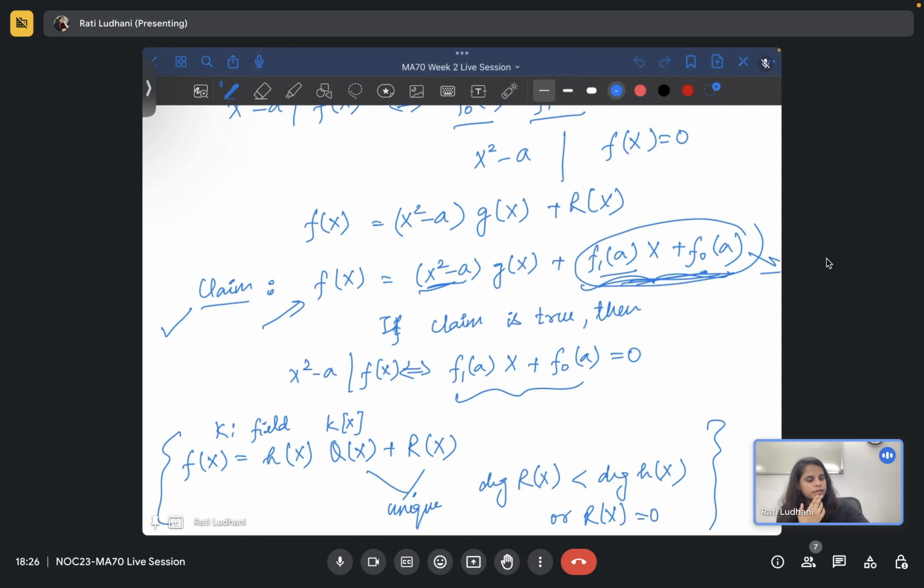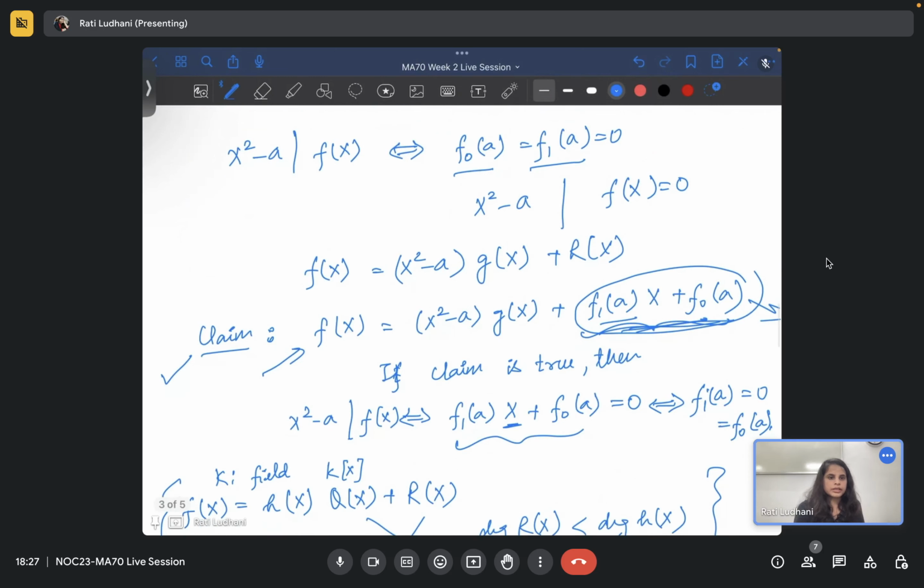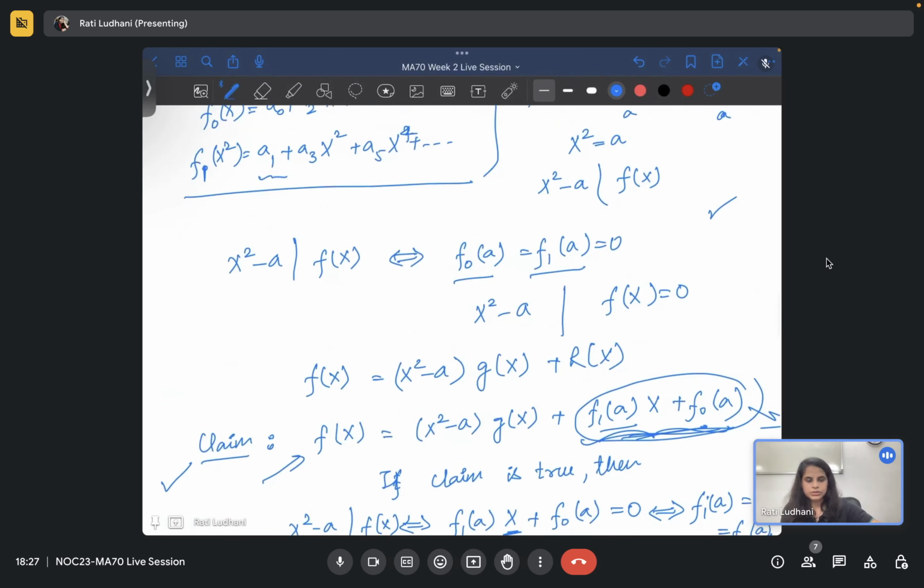So if the claim is true, then x square minus a divides f(x) if and only if f1(a)x plus f0(a) is equal to 0. Since x is a variable, as a polynomial all the coefficients have to be 0. So this has to be 0. Is that okay? So I'm saying, if I prove this claim, then we are done. And what he was saying is exactly this, I think, because we are getting it as an argument also, right?